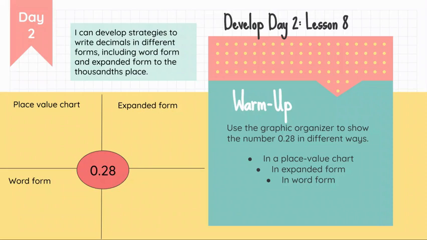Okay, let's get started. This is a very similar warm-up to what we did on Monday. I want you to use this graphic organizer that I've put on this slide, and I want you to represent the number 0.28 in different ways. We're only going to do 3 ways today: in a place value chart, in expanded form, and in word form. So write down on your piece of paper what your place value chart would look like. Write down what your expanded form would look like, and then select which one would be your word form to represent 0.28.